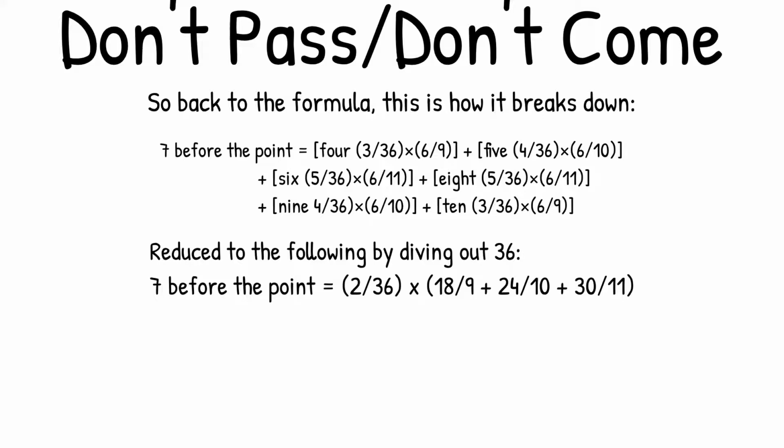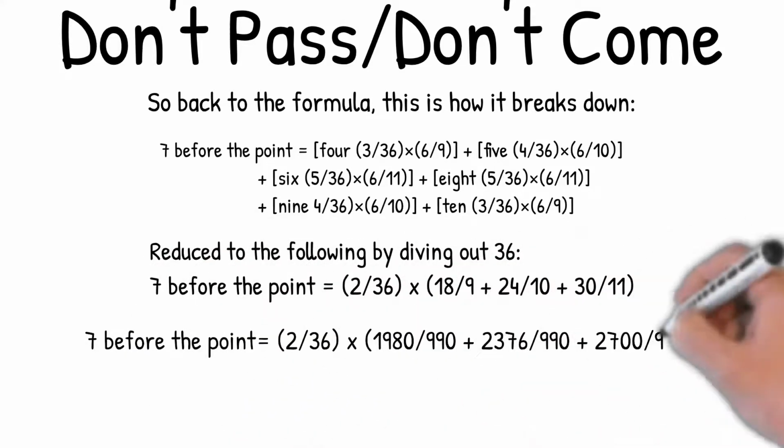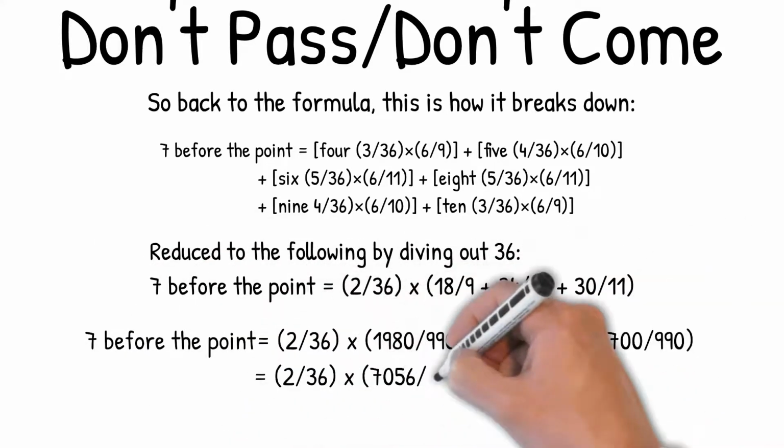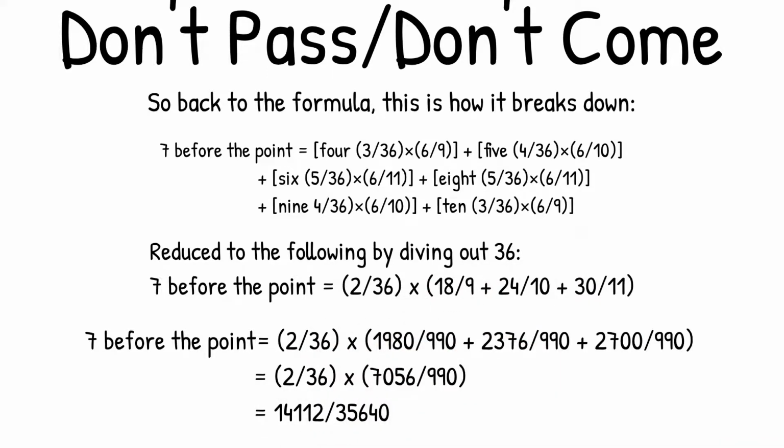Reduce to the following by dividing out 36. 7 for the point equals 2 over 36 times 18 over 9 plus 24 over 10 plus 30 over 11. 7 for the point equals 2 over 36 times 1980 over 990 plus 2376 over 990 plus 2700 over 990, equals 2 over 36 times 7,056 over 990, equals 14,112 over 35,640.